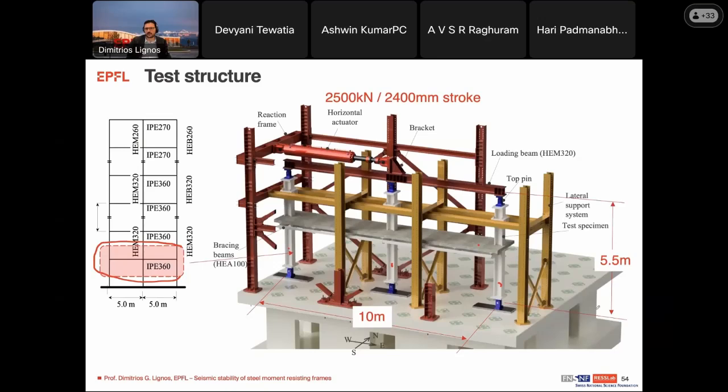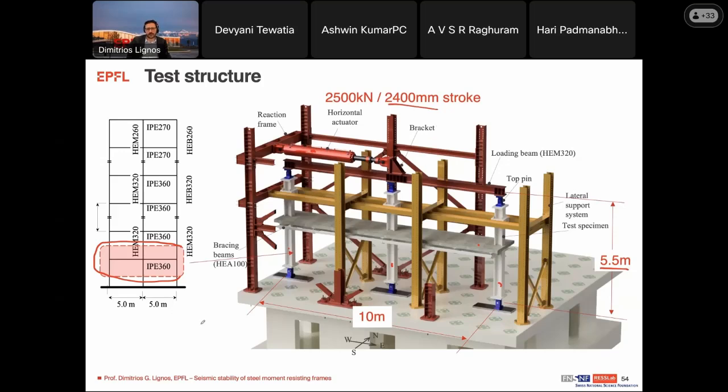You see that the height from inflection point to inflection point in the column was about 5.5 meters. The test structure was loaded through very large servo-hydraulic actuators of 2.5 meganewton with a very large stroke.